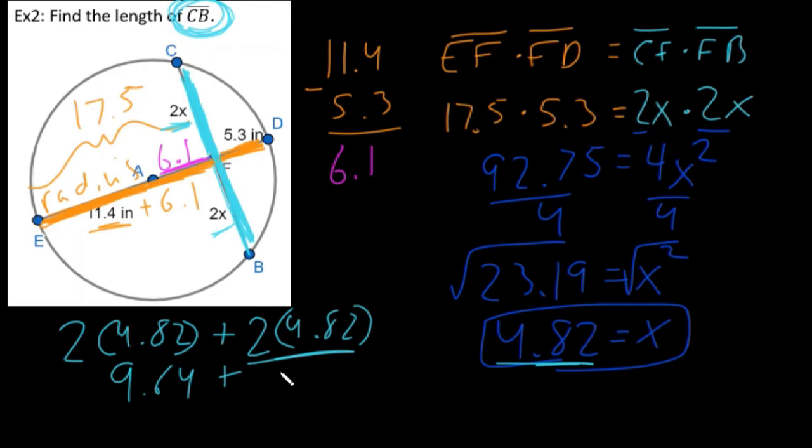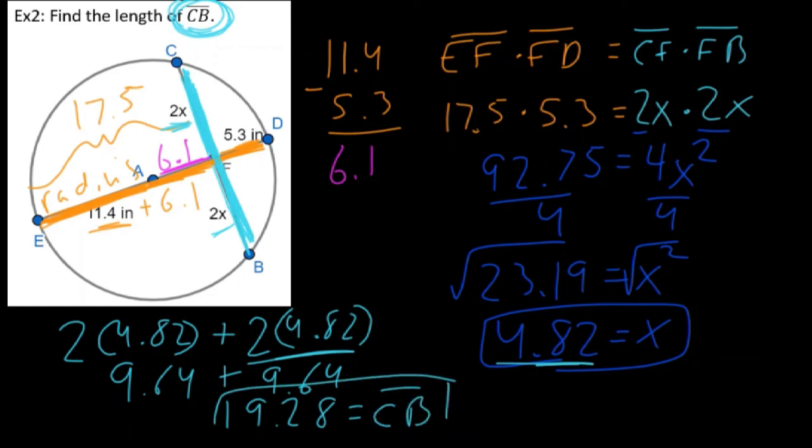We don't have to do the math again. We can just write 9.64, and adding 9.64 plus 9.64 will of course give us 19.28, and this will equal CB, the line that we were intending to find all along. I would encourage you to pause the video right here.